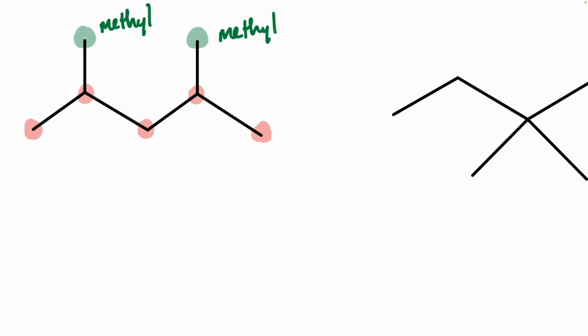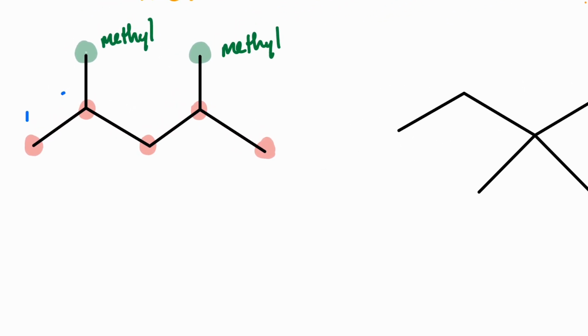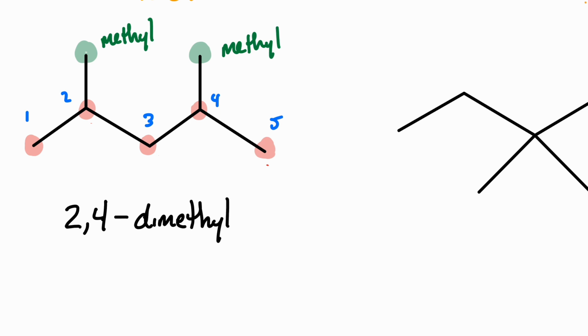All right, I did skip a step here. Our numbering 1, 2, 3, 4, 5. 1, 2, 3, 4, 5. Notice that in this case, it doesn't matter which one I pick. I have a methyl group on carbon 2 and a methyl group on carbon 4, no matter which one I pick here. Okay. Now, importantly, when we do our name, we do have to indicate the location of both of those methyl groups. All right. We have a methyl group on carbon 2 and carbon 4, so that's 2,4-dimethylpentane.